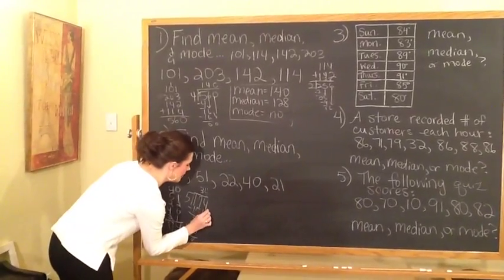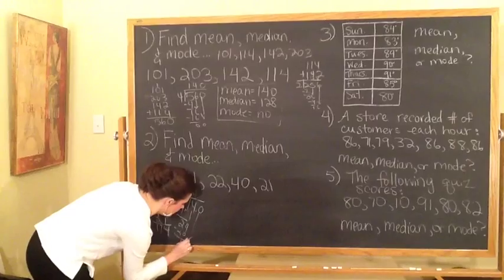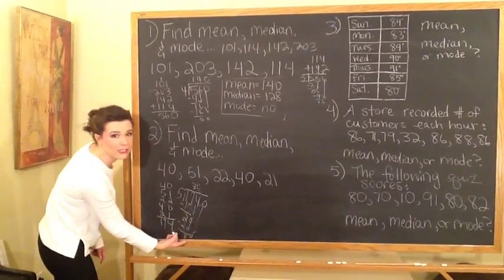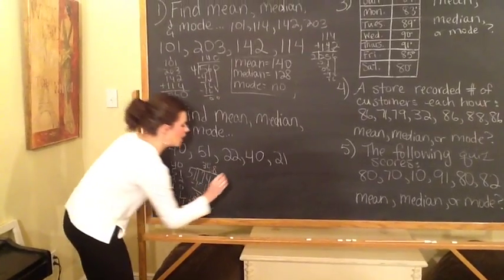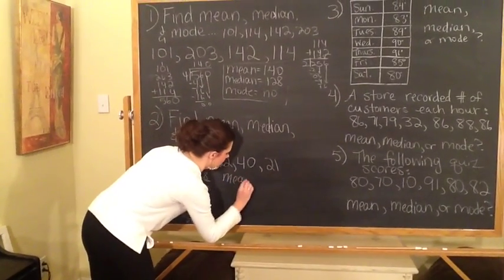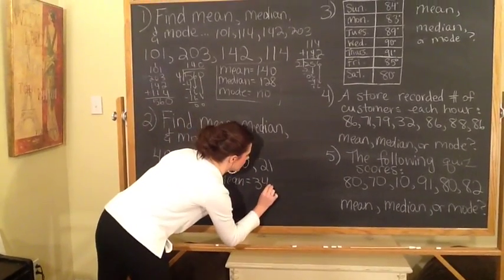So now we're going to have to keep going though. So we're going to have to add a decimal here. And I'm going to have to put a 0 and bring it down. And this number is 40 down here. You can't see it. 5 goes into 40 8 times. So our mean is going to be 34.8.